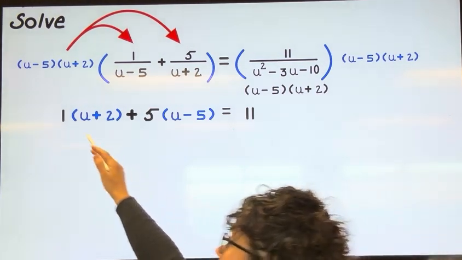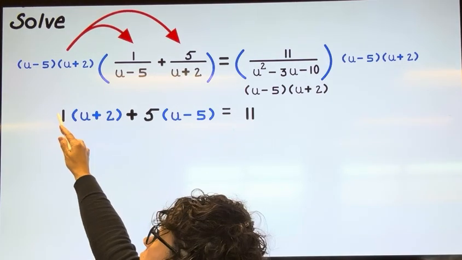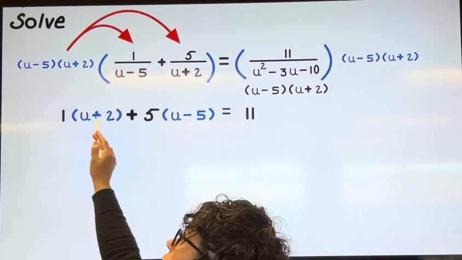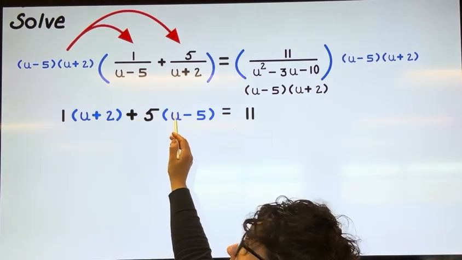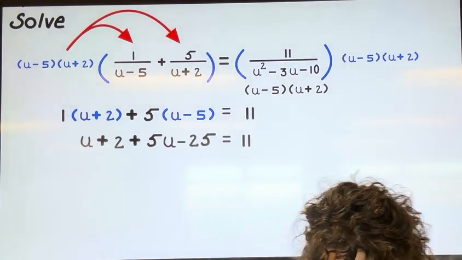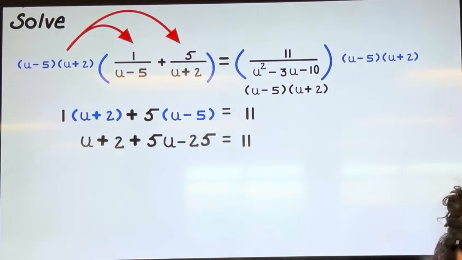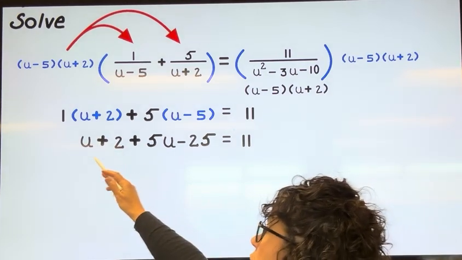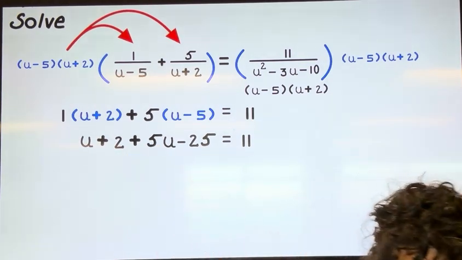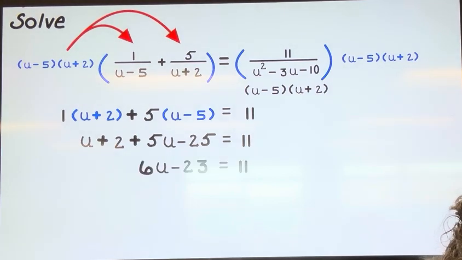We're going to distribute the 1 through, so that's going to be 1 times u is u, 1 times 2 is 2, so u plus 2, and then 5 times u is 5u, 5 times negative 5 is negative 25, equals 11. Combine a few like terms. u plus 5u is 6u, and 2 minus 25 is negative 23.